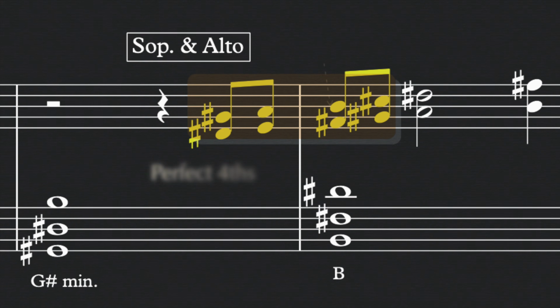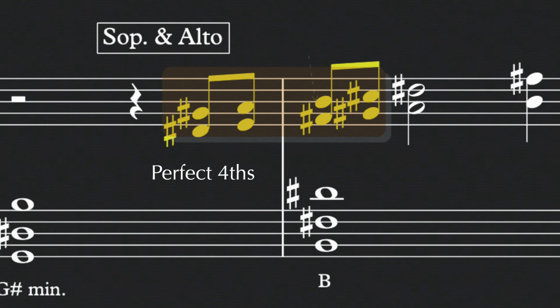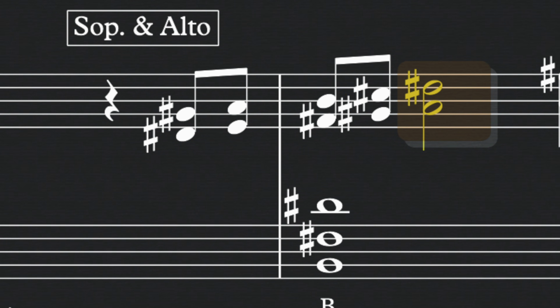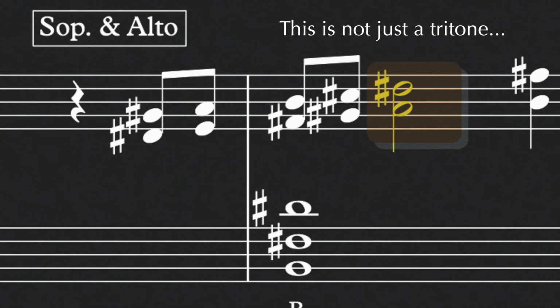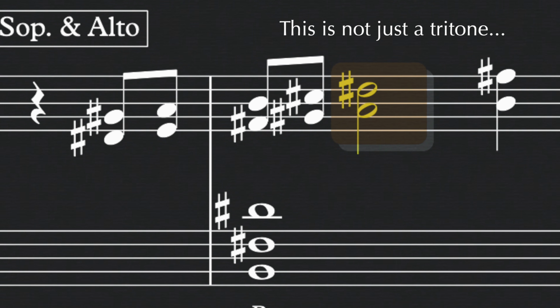And if we examine the voices here, we'll notice that the intervals are all parallel perfect fourths until we reach a certain point. But then what happens is we get to this point where there's an A against a D sharp. The D sharp is in the soprano, and the A natural is in the alto part.